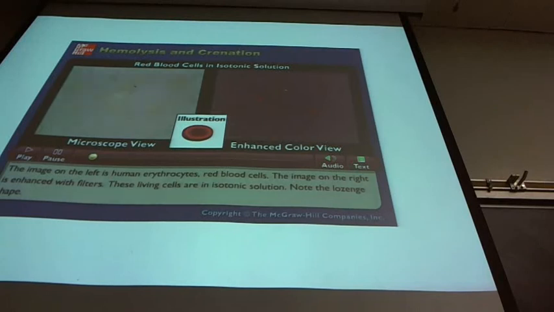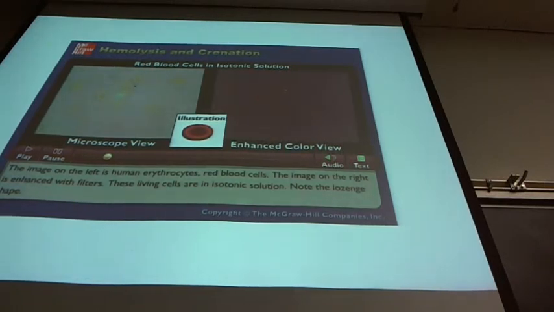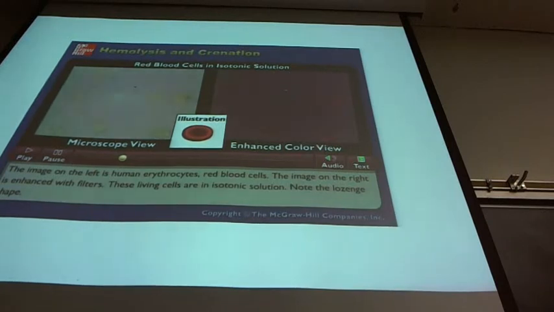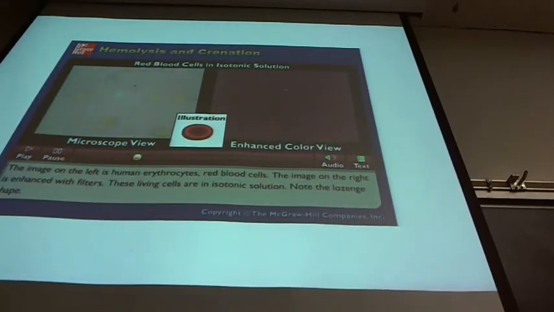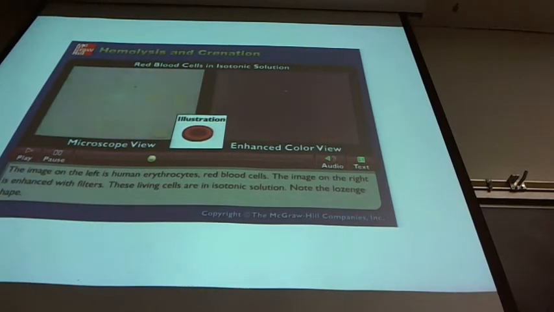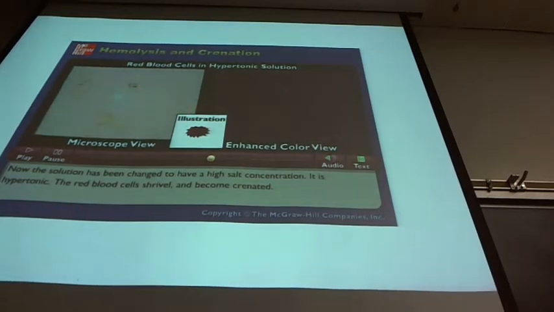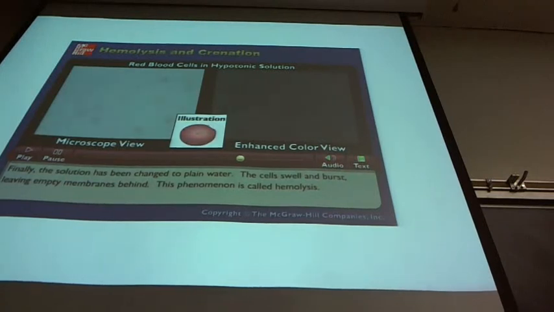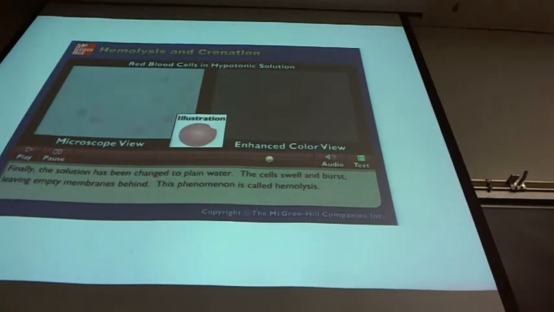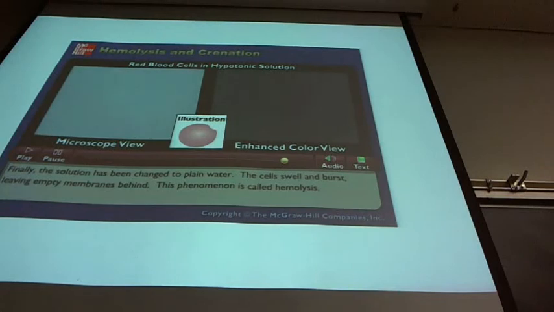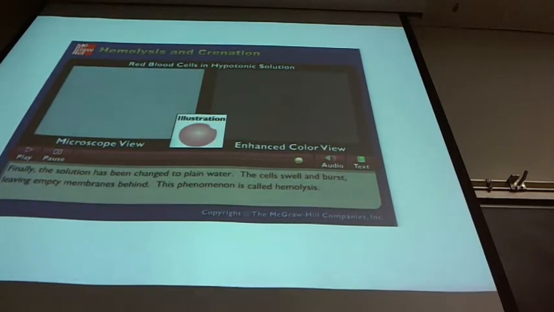The image on the left is human erythrocytes, or red blood cells. The image on the right is enhanced with filters. These living cells are in isotonic solution. Note the lozenge shape. Now the solution has been changed to have a high salt concentration. It is hypertonic. The red blood cells shrivel and become crenated. Finally, the solution has been changed to plain water. The cells swell and burst, leaving empty membranes behind. This phenomenon is called hemolysis.